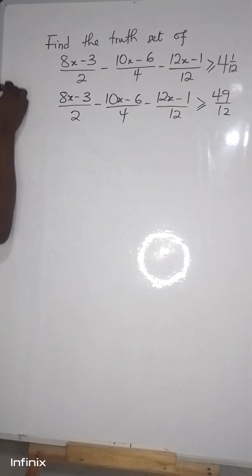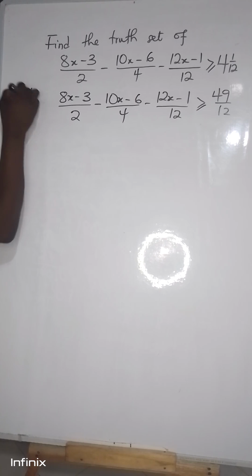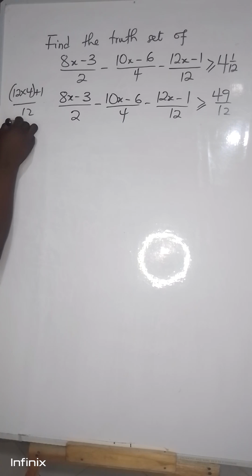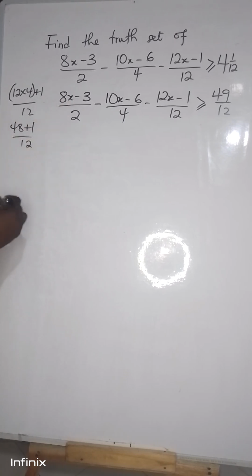That is, the work is like this. We have 12 by 4 plus 1 on 12. So this is 48 plus 1 on 12. That is how to convert to improper.